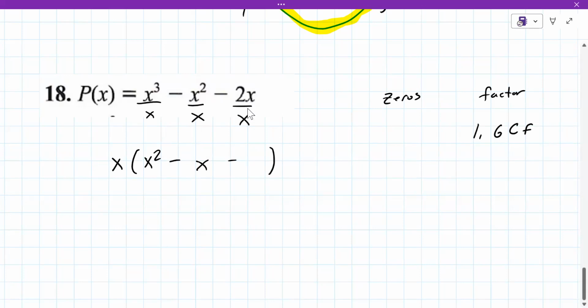So the x's cancel. They're the same at the top and the bottom. 2, then -2. Yes, really good. Now from here, you can factor what's on the inside. You got to find two numbers that multiply to the last, but add to the middle.